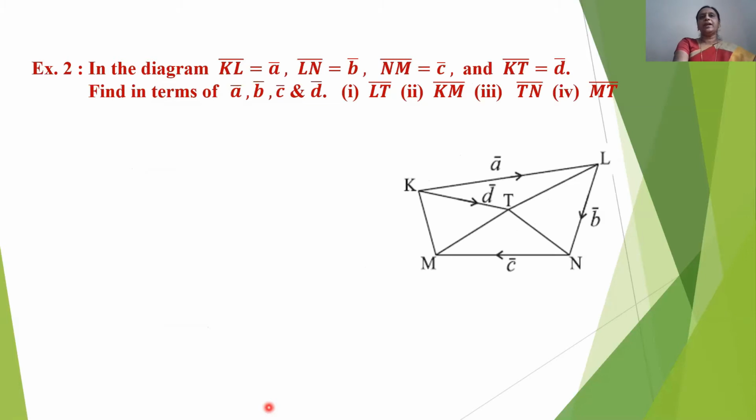Now in the diagram here, KL is given as A bar, means the position vector of vector KL is A bar, then LN is B bar, NM is C bar, and KT is D bar. This is given. And we have to find, in terms of A bar, B bar, C bar, D bar, these vectors: that is vector LT, KM, TN and MT. Okay. See here, consider this triangle KTL.